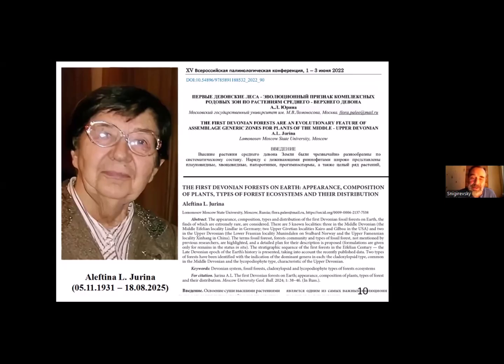But I think that these two articles are very, very important, and I hope that our colleagues will read these articles in Russian with a translator, because they contain a classification of the different fossil forests on the Earth.